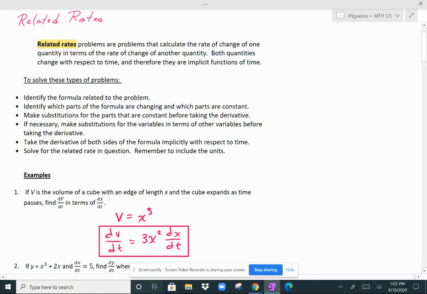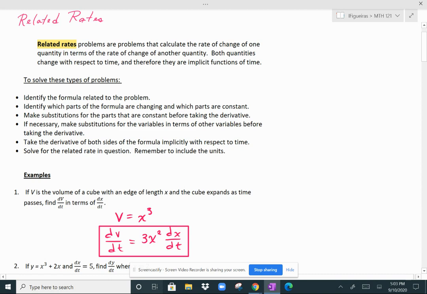Then take the derivative of both sides of the formula with respect to time. So you're going to be seeing dy/dt's and dx/dt's and dv/dt's and a lot of things like that, depending on your formula. And then solve for the related rate in question. A related rate will be something that's changing with respect to time. And then remember to include your units.